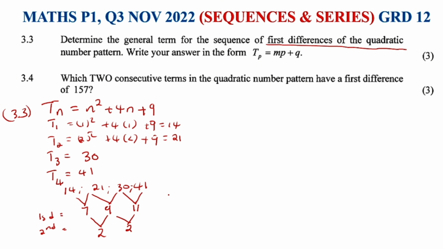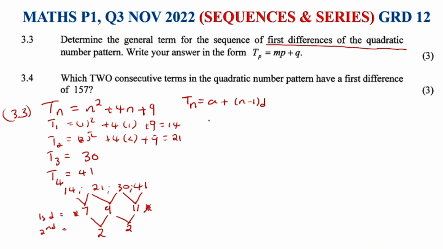Okay, right? So therefore, it means our pattern that they are referring to is the first difference. This is our pattern right here. So we can go ahead and look at our formula sheet. In our formula sheet, this is an arithmetic pattern. Therefore, for an arithmetic pattern, the general formula is given by Tn is equal to a plus (n minus 1)d.